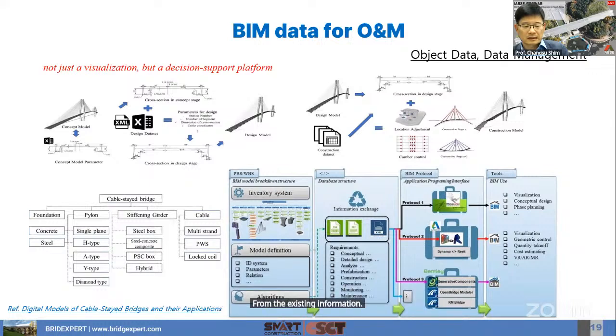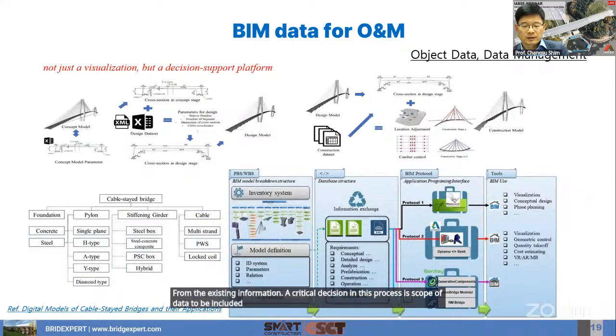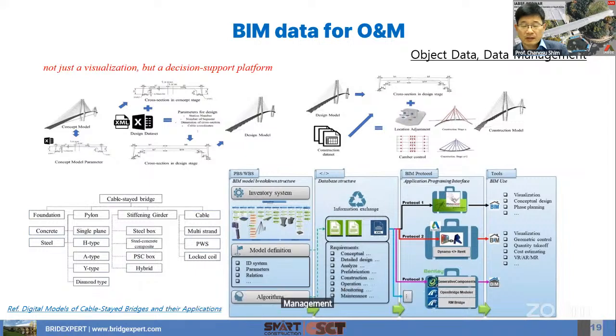A critical decision in this process is the scope of data to be included. Should the system cover only inspection records, or should it also incorporate maintenance actions, repair histories, or even health monitoring system data? The answer depends on the intended use of the BIM model in long-term bridge management. By clearly defining object data based on real maintenance needs, we can ensure that BIM becomes a practical and valuable tool, not just the visualization of bridges.